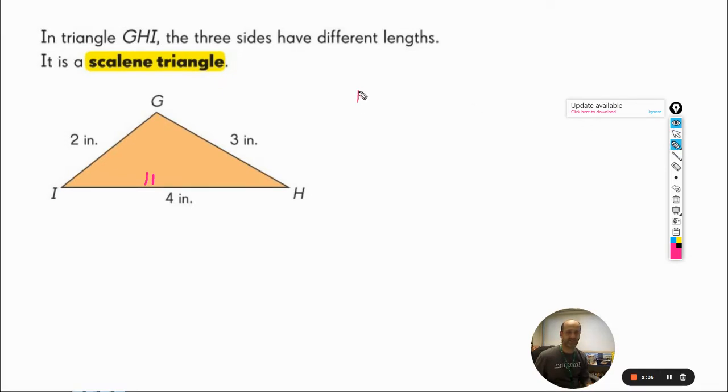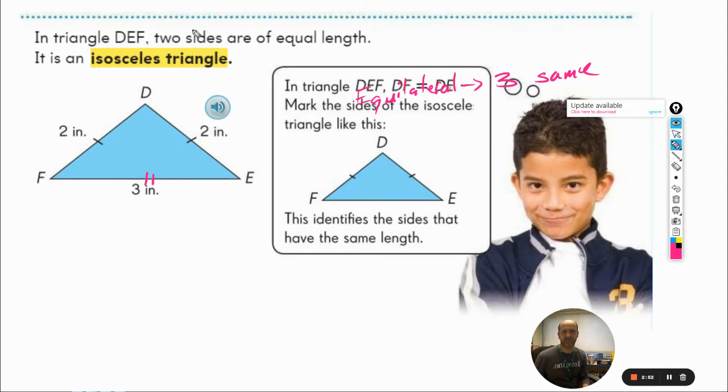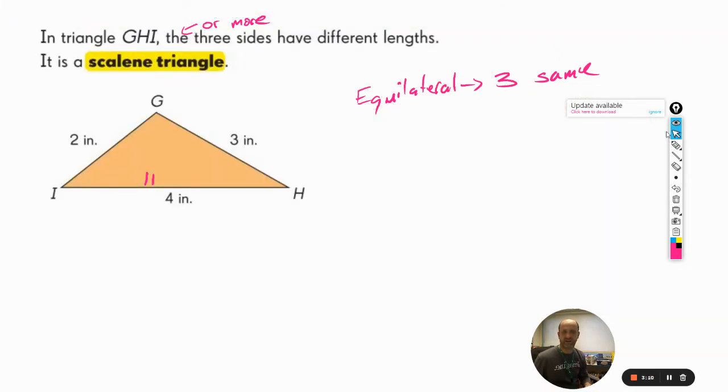So equilateral, three sides the same. Oh, you know what? I don't like this definition. Two or more sides in an isosceles. So technically, yes, an equilateral triangle is an isosceles, just like squares are rectangles and rhombuses and parallelograms and all that. I don't know how much this book uses that, but that's definitely the case. I think. I'm pretty sure.